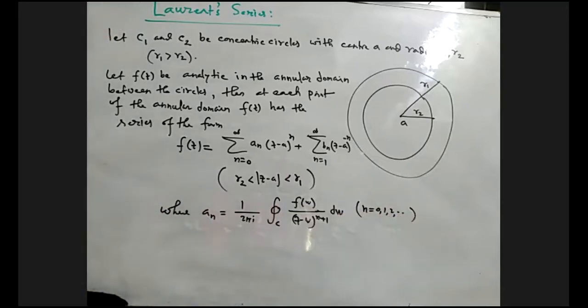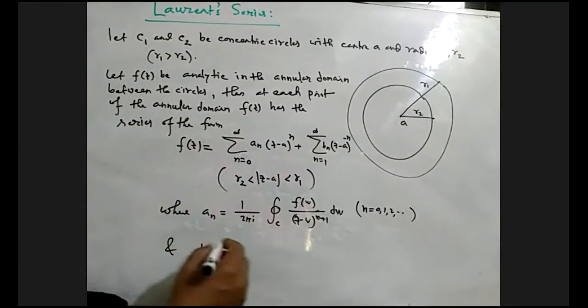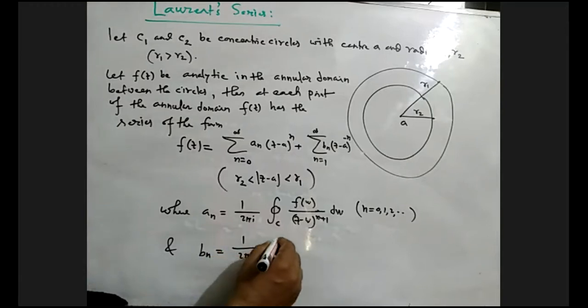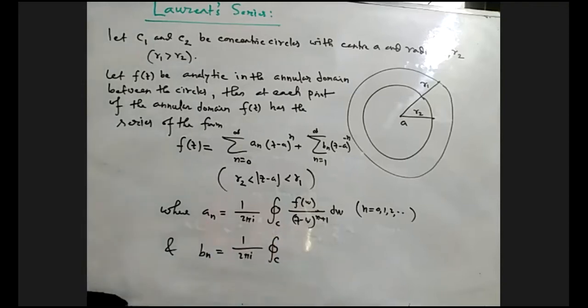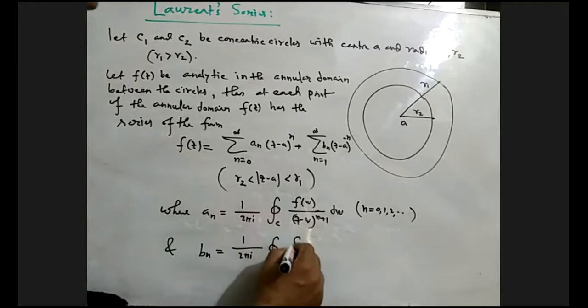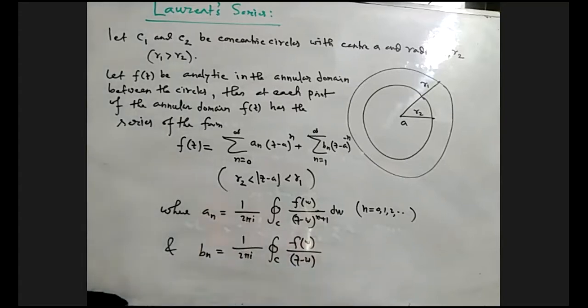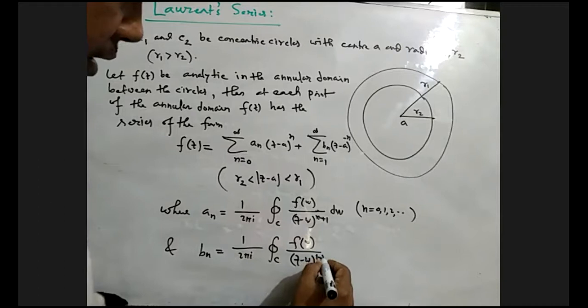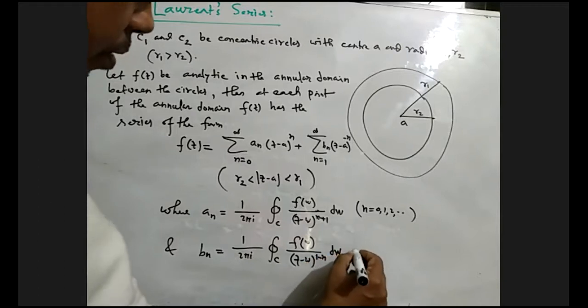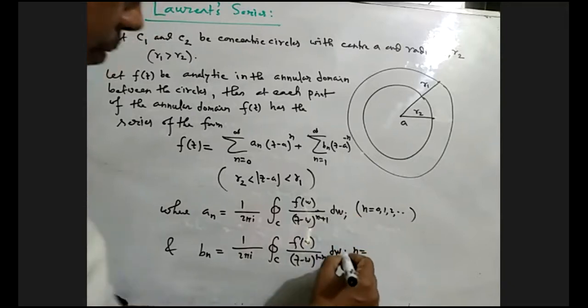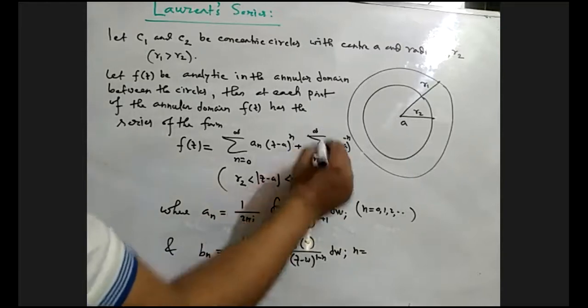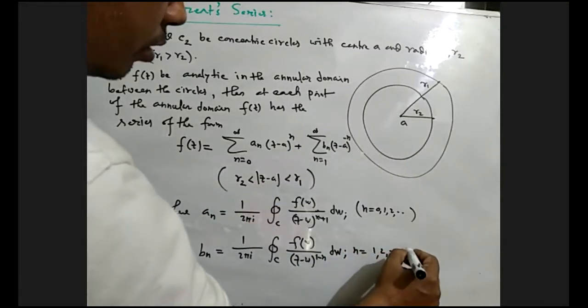This is the coefficient an, and the bn coefficient will have the same formula: 1 by 2πi, contour integration on circle C of f(W) divided by (W minus Z). The power will be, this power will be n plus 1, but this will be 1 minus n, dW, where n starts from 1 to infinity: 1, 2, dot, dot, infinity.